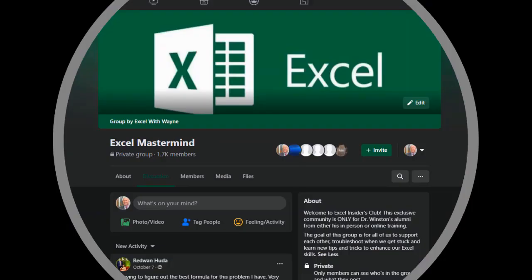Our group is called the Excel Mastermind, and you can see here there's more than 1,700 members that are more than happy to answer your questions. And this group is only for students of Dr. Winston's. So you're going to have very intelligent students, people that have invested in themselves, helping you answer your questions, as well as us. We also monitor the group.